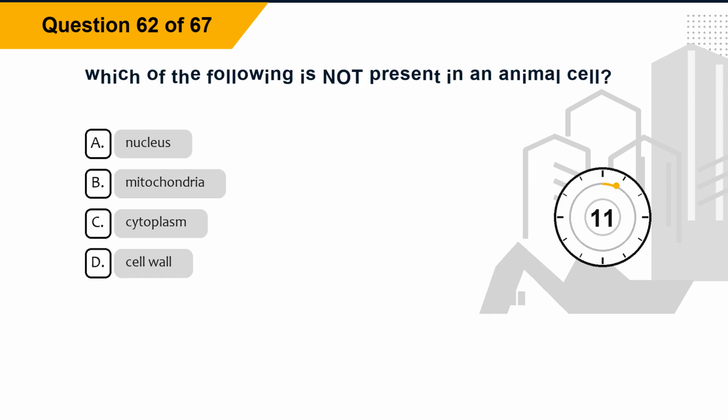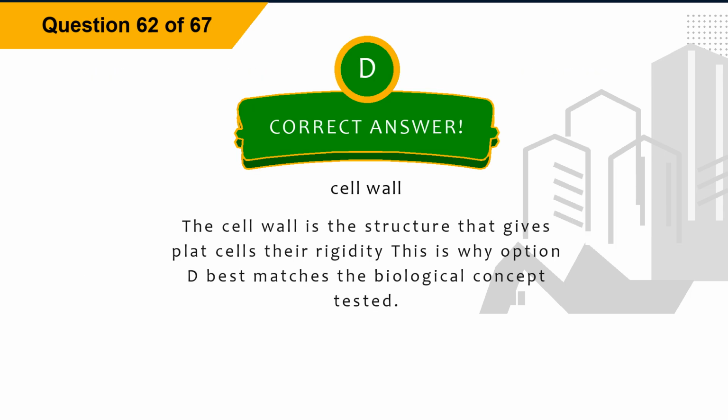Question 62. Which of the following is not present in an animal cell? Option A, nucleus. Option B, mitochondria. Option C, cytoplasm. Option D, cell wall. The correct answer is option D, cell wall. Explanation. The cell wall is the structure that gives plant cells their rigidity. This is why option D best matches the biological concept tested.